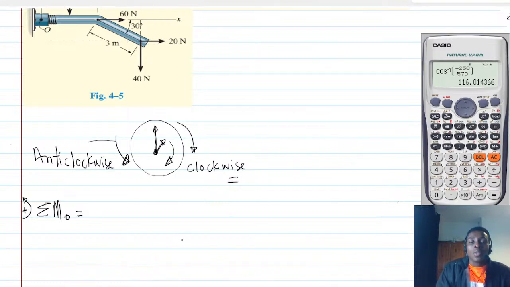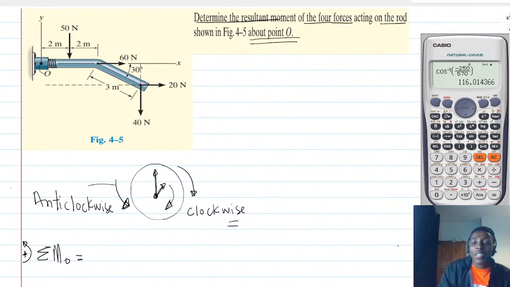Now we are going to solve it, and then we will close for today. First of all, let's start with the 50 Newton force. The 50 Newton force is going this way. The line of action is going this way.